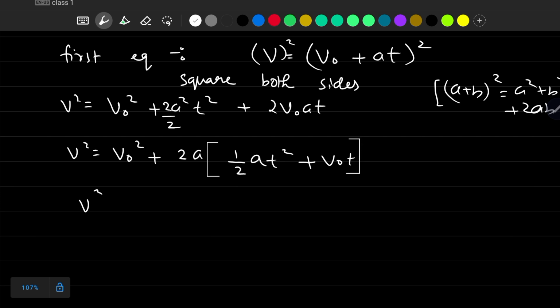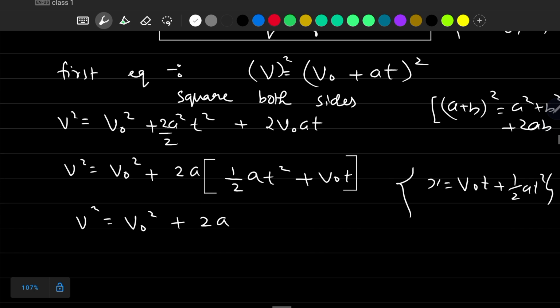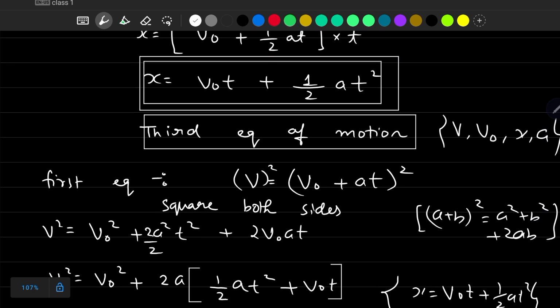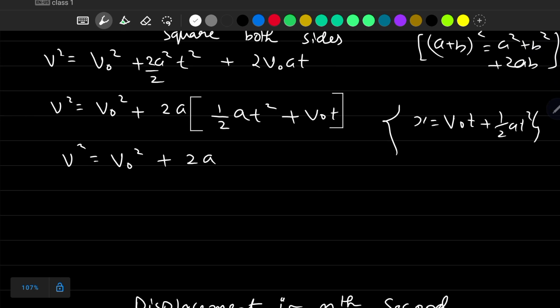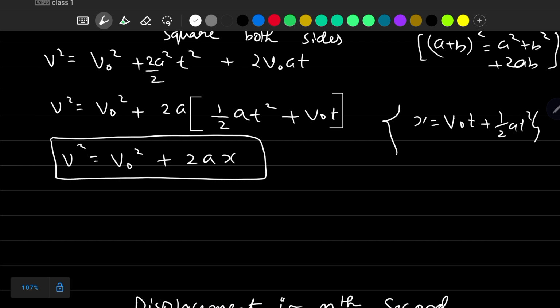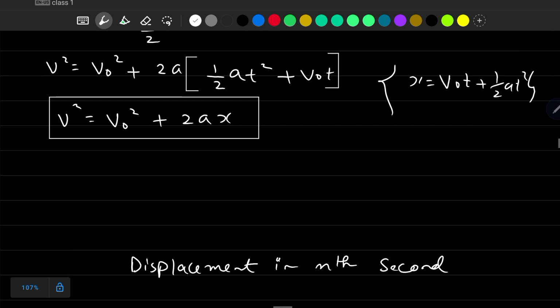So v square will be v naught square plus 2a, and we know that by the second equation this term was x, v naught times t plus half times a t square. This was our x. x is equal to v naught times t plus half times a t square. So this term we can write it here. So this is our third equation: v square is equal to v naught square plus 2ax. So this was about all the three equations.